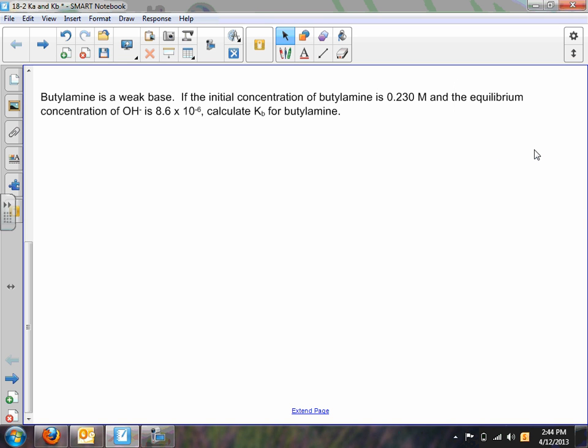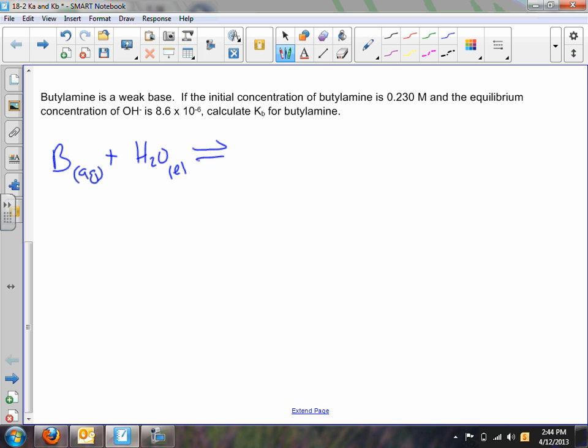Now let's do an example of a KB problem. We've got butylamine, which we know is a weak base, and we want to find the KB. Again, I don't really know the formula, so I'm just going to do a generic equation, B standing for my weak base. If you stick that in water, bases, we know, accept protons. So if this proton leaves H2O, that's going to form HB plus, and I'm left with OH minus, both of which are aqueous.